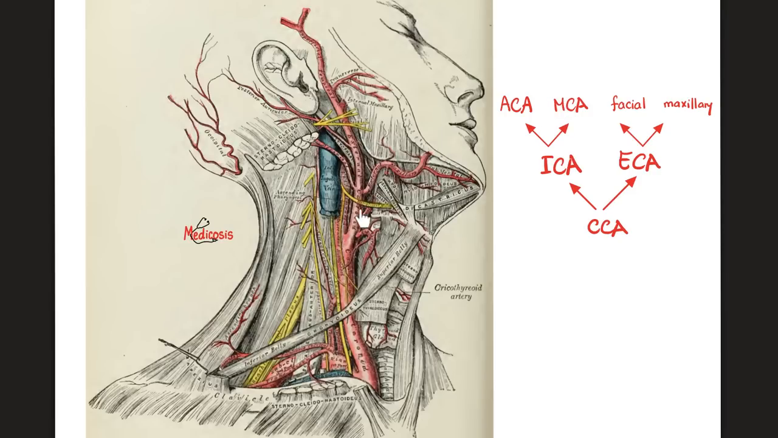The external carotid artery has 8 branches. I just want you to remember 2 for now. 1 internal, 1 external. The internal one is the deeper one. That's the maxillary artery. The more superficial one is the facial artery. This is the facial artery.